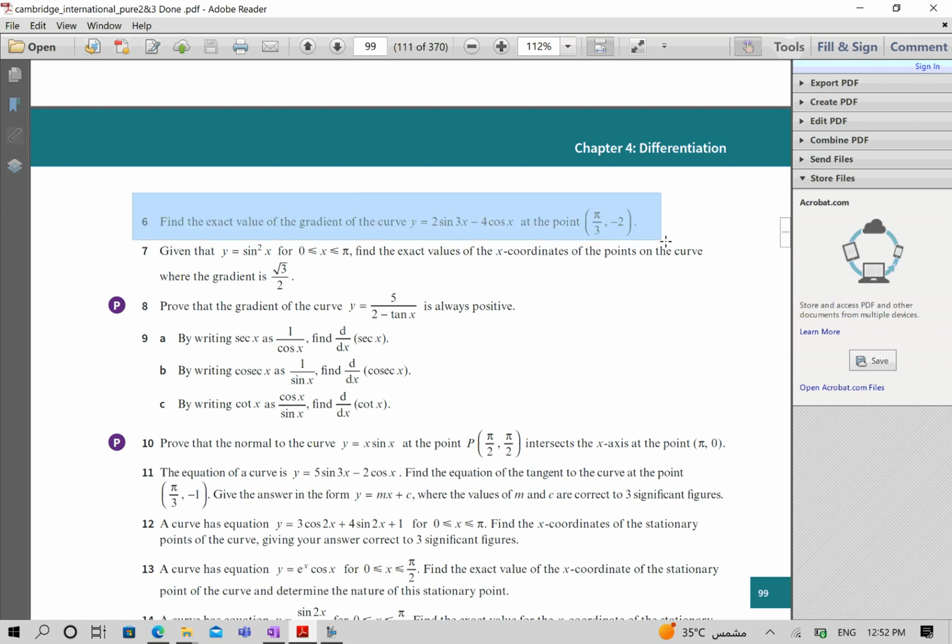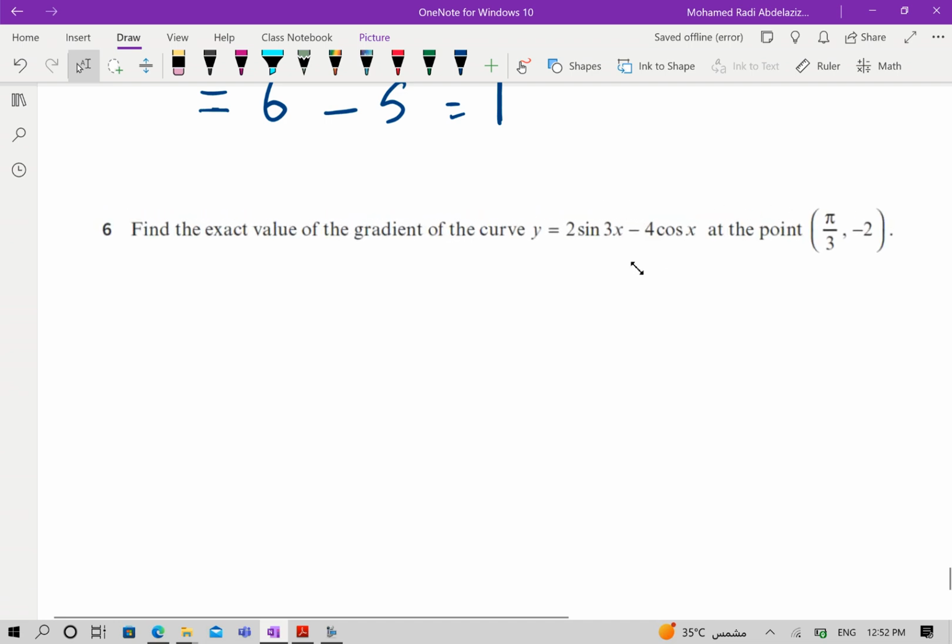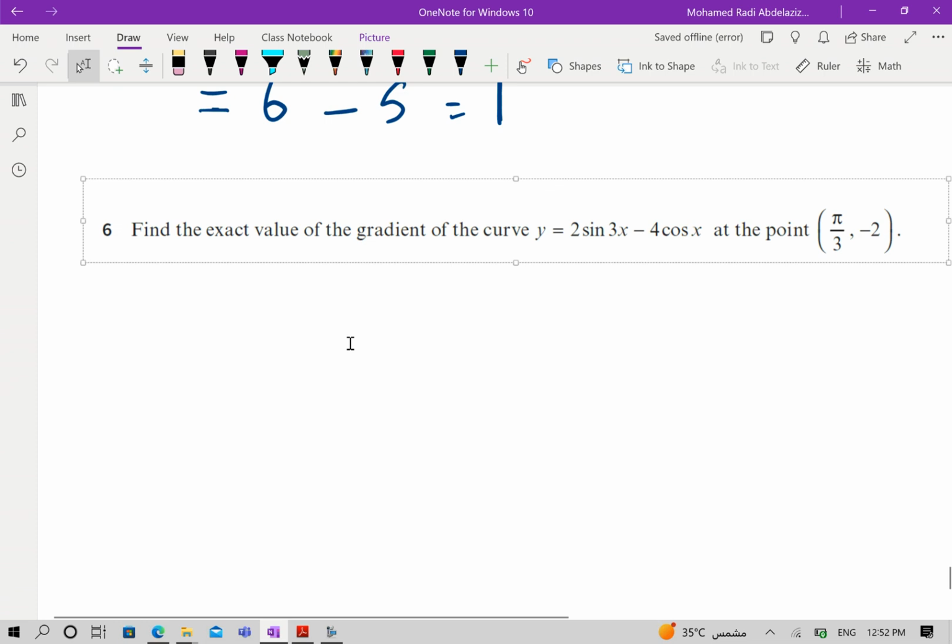Question number 6. Please find the gradient. Don't forget to use the rad system because x is given in radians, not in degrees. Waiting for your answer. Find the gradient.